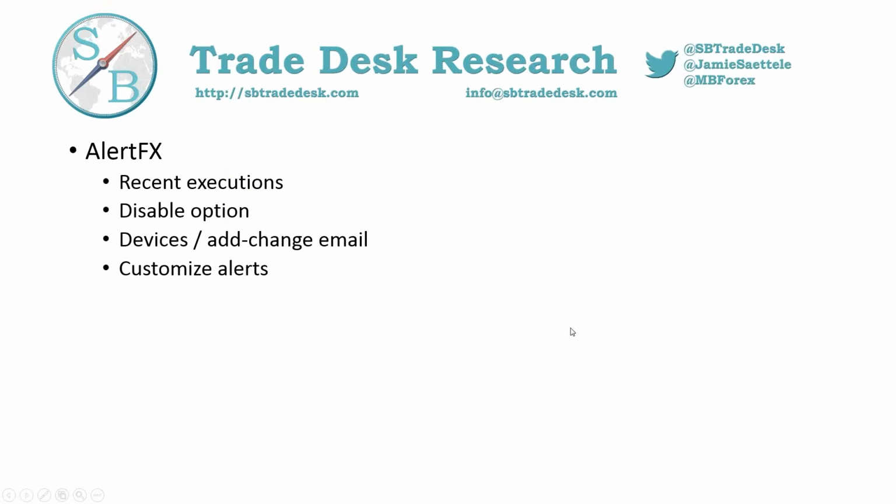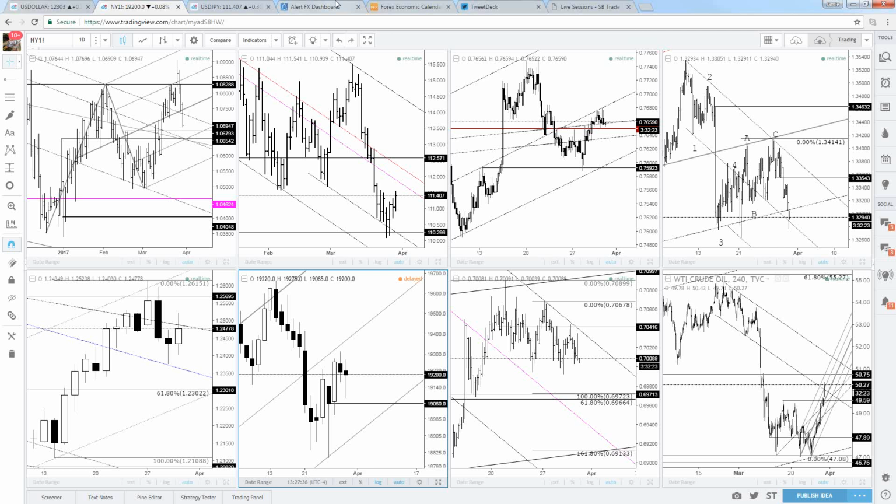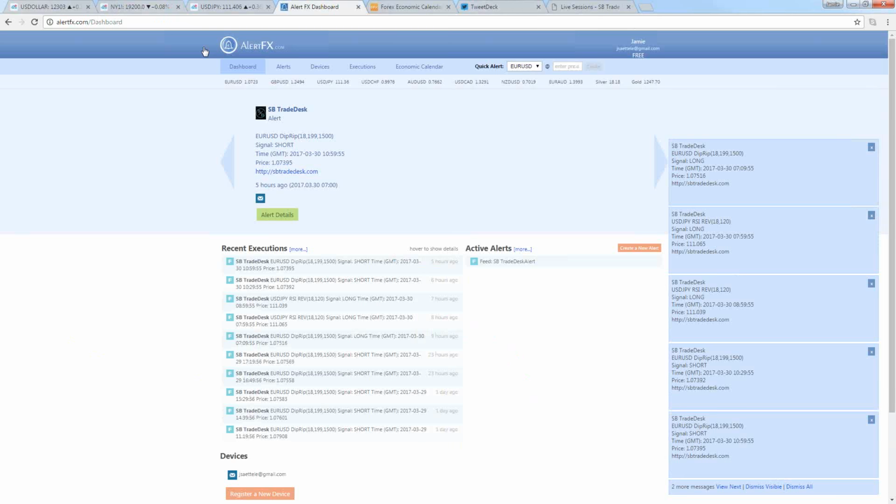Okay, Alert FX. You're already signed up here, right? If you did the request to help test it for beta and everything, this is where you can see recent executions. You'll go to the alertfx.com dashboard. You will see the recent executions. You can see this is going back about a day. I think it's showing the last maybe 10 or so.